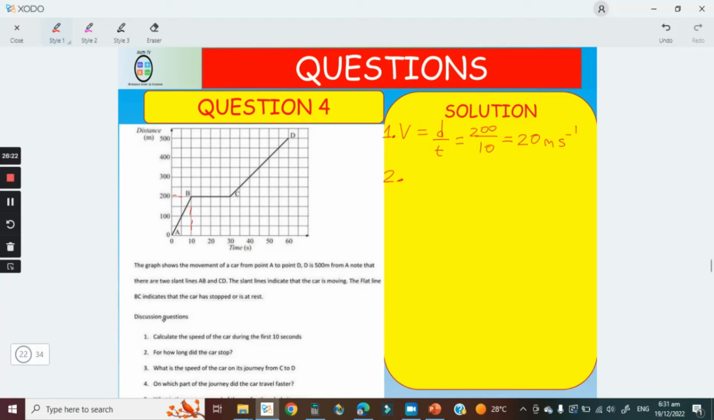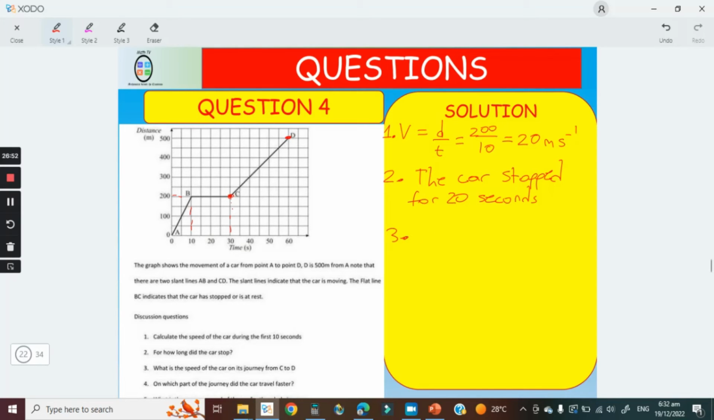Question 2 now, it says, for how long did the car stop? How long did the car stop from B to C? It stopped from 10 seconds to 30 seconds. So the car stopped for 20 seconds. That's number 2. Number 3 now. It says, what is the speed of the car on its journey from C to D?